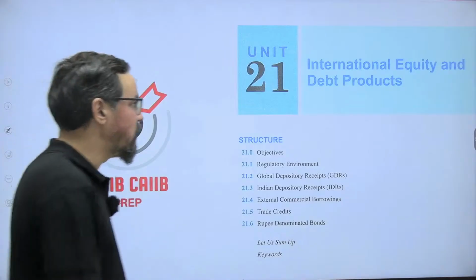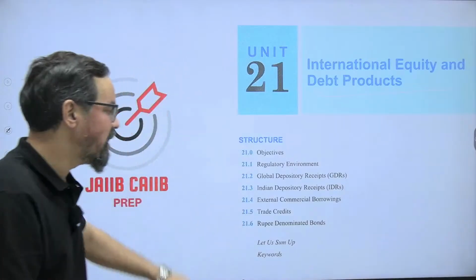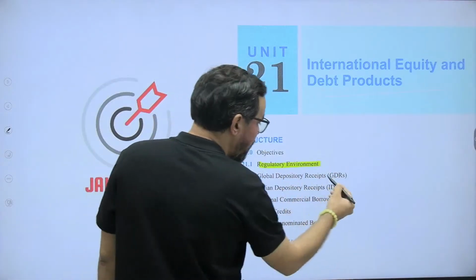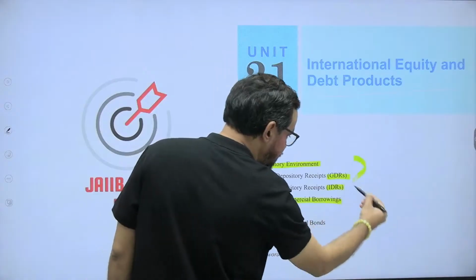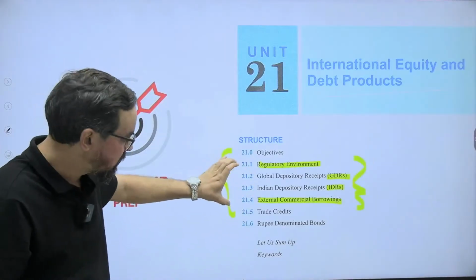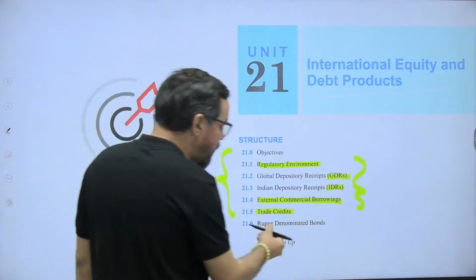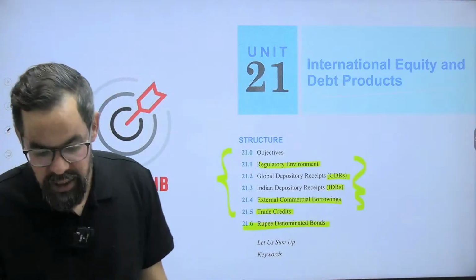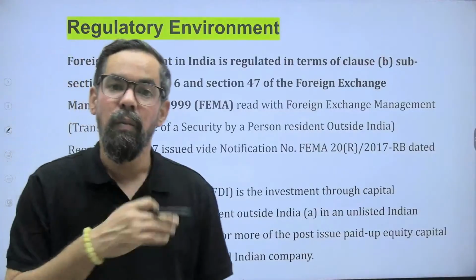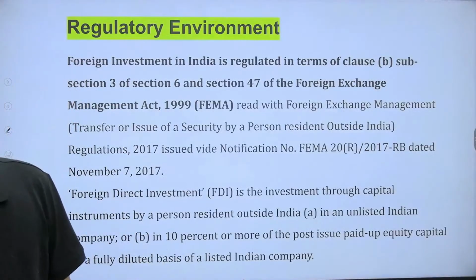Unit number 21, international equity and debt products. So that includes these many areas. ADR, see, if you study this particular topic, the regulatory environment is important, but we also have GDR, IDR and ECB in detail. These three things we have already discussed in our module A. These are three products. Trade credit we have also discussed earlier. And rupee denominated bonds are the new things which are generally part of this one. So that's why your A and B are very, very important. Once you come to module D, your module B learnings are going to help you in that case as well.